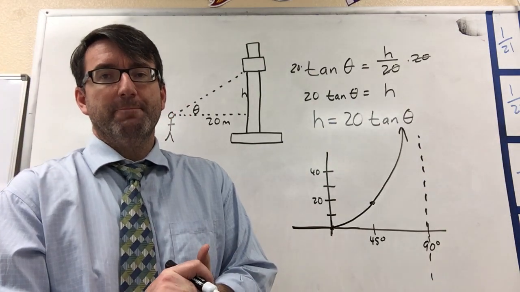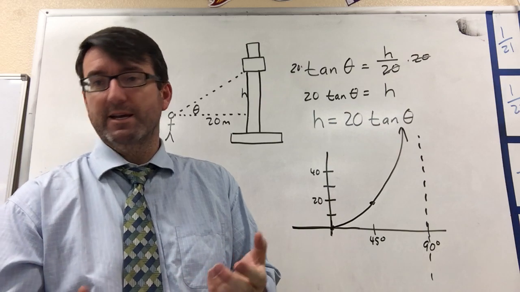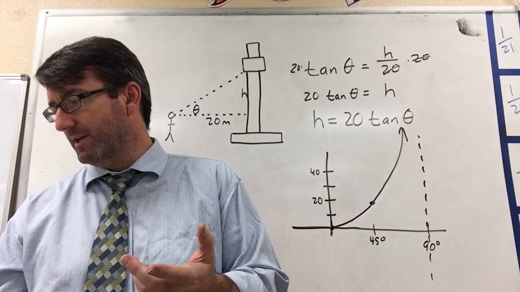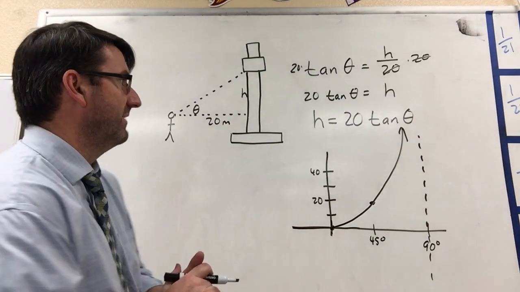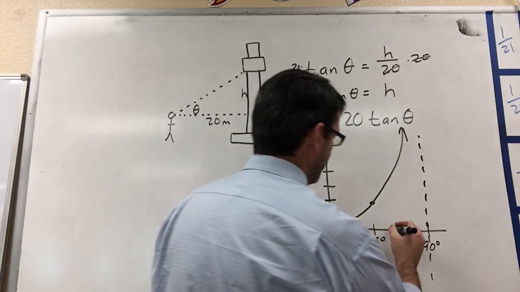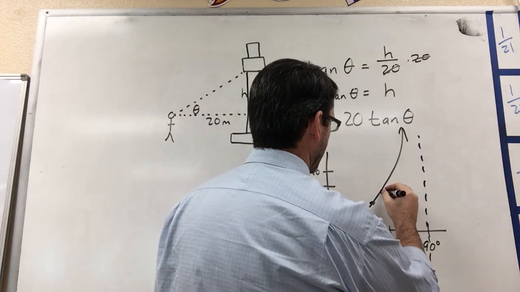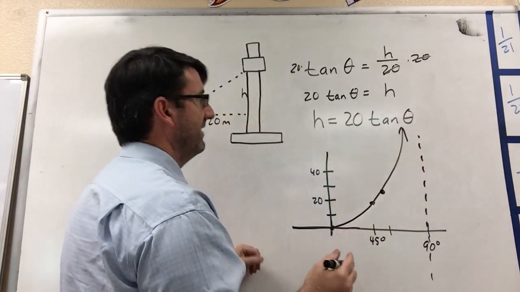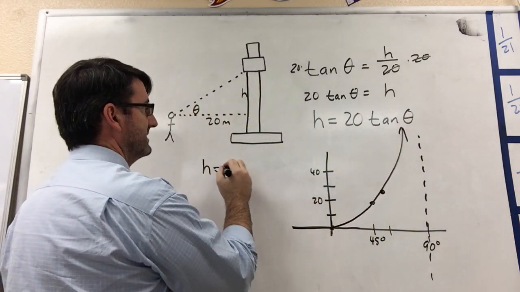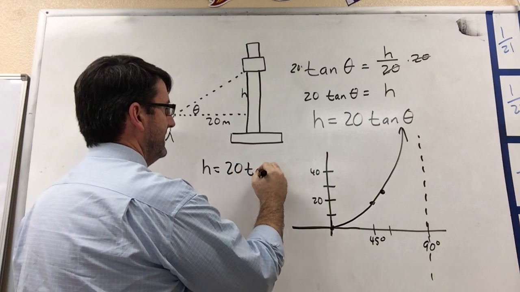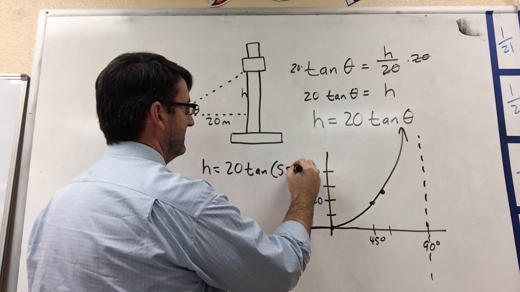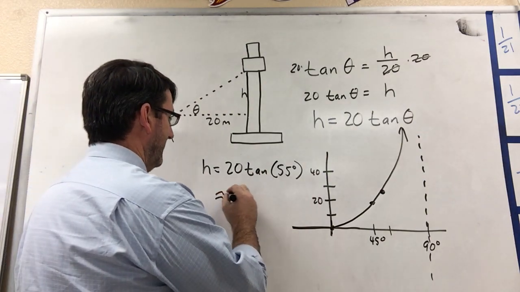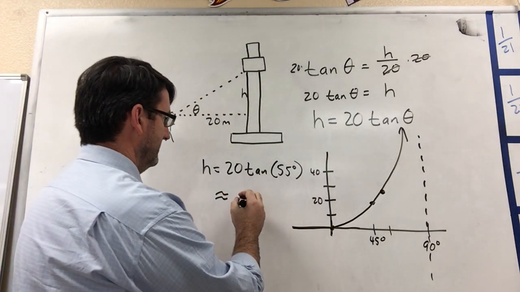Now, the last part says approximately how high are the passengers when the angle of elevation is 55 degrees. So at 55 degrees, about how high are they? And to find that out, we're just going to plug in 55 for theta. So the height is going to be equal to 20 tangent of 55 degrees. And we can plug that into a calculator.